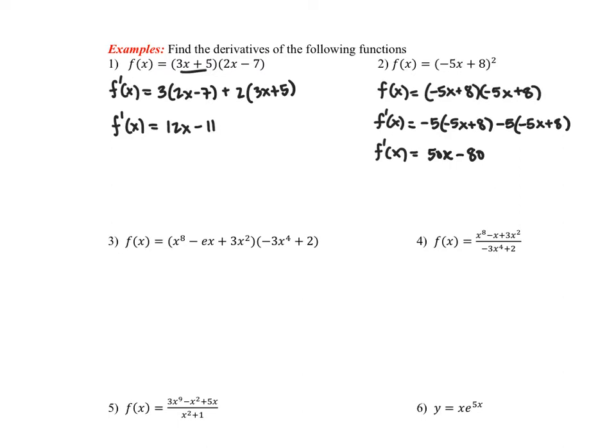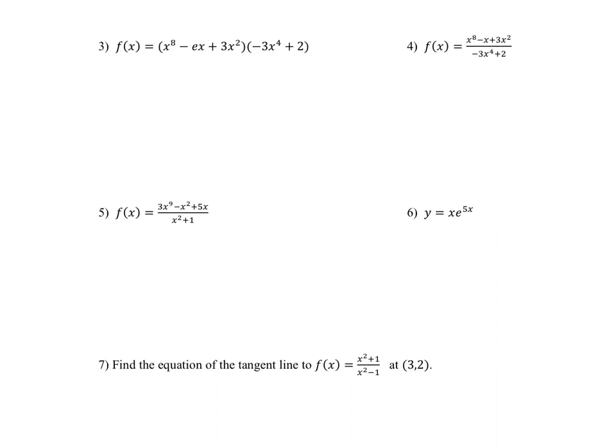Okay, let's do another product rule in number 3. Number 3. Okay, so we're going to take the derivative of the first function, which will be 8x to the 7th minus e. Now notice, this is e times x, not e to the x. So this is a linear function with a slope of negative e.